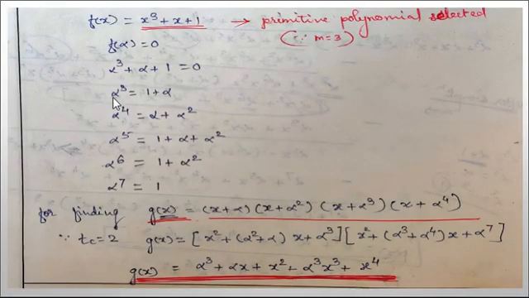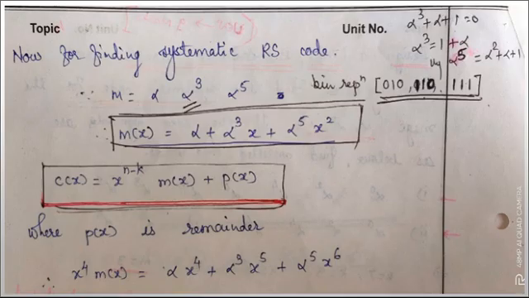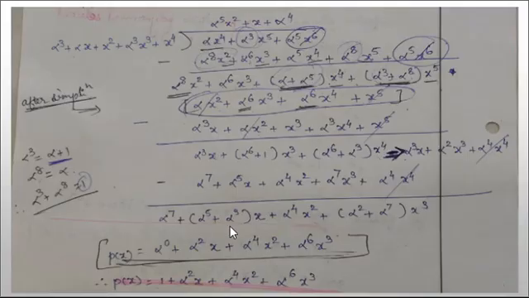Alpha raised to 5, if it is added with alpha cube, it will give me this particular addition. If it is done with this, 1 plus alpha, 1 plus alpha will be cancelled and only this alpha square term remains. This is the term we will get. Now once we got this alpha square, it can be substituted over here.